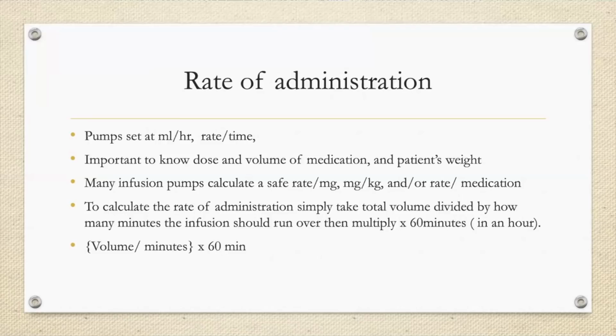So to calculate the rate of administration, because you don't want to just take your pump's word for it, you're simply going to take the total volume that your medication's in, you're going to divide it by the number of minutes that the infusion should run over, and then since you're doing it per hour, you're going to multiply it times 60 minutes because there's 60 minutes in an hour.